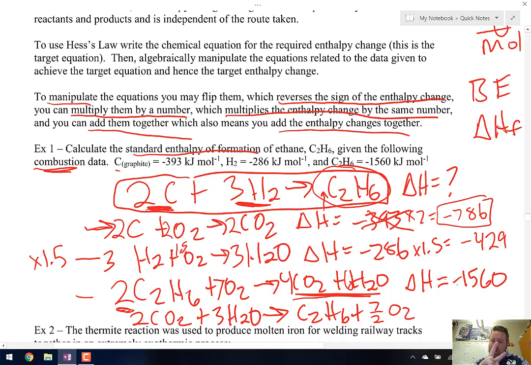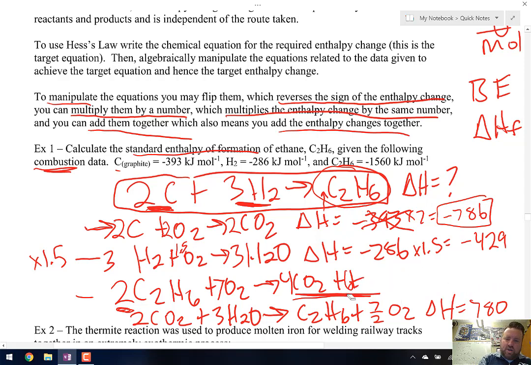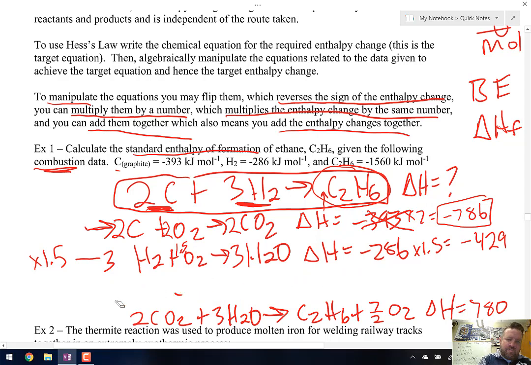Now, when you flip an equation, it makes the sign positive, and we're cutting it in half. So delta H is positive 1560 cut in half, which I believe is positive 780. So now this whole equation here is gone because we flipped it and we cut it in half. Now, if we've done this correctly, everything will cancel except the part that they're asking about. We should only have 2 carbons left, 3 hydrogens, and the C2H6.